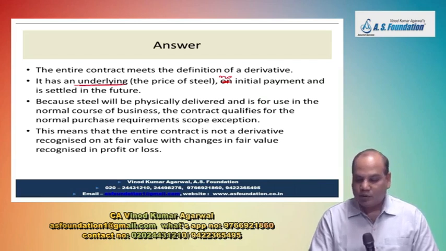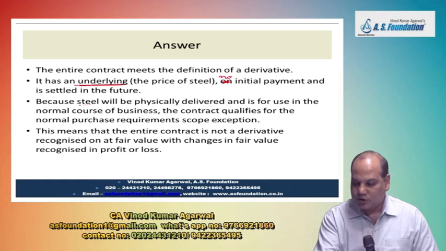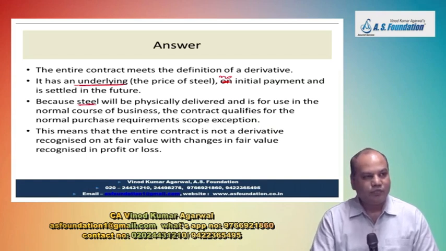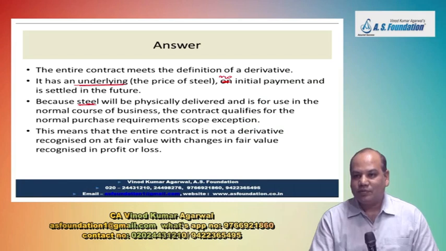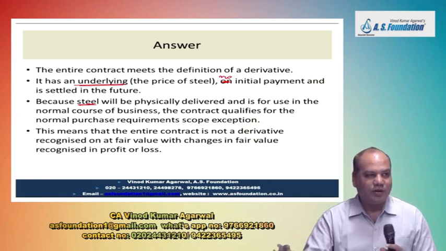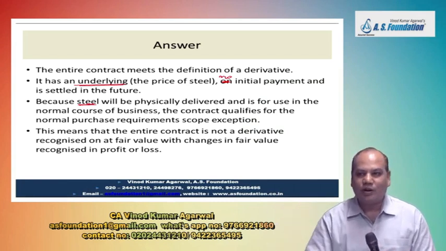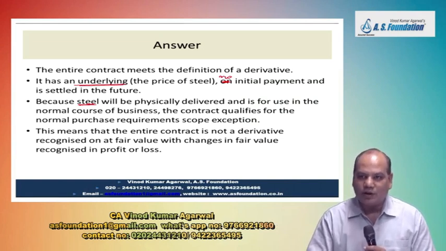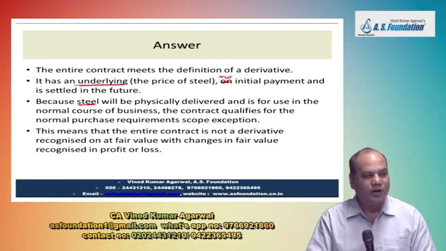Third paragraph. Now you have steel as underlying. Steel does not form part of this standard, but the contract whose value is changing will form part of this standard, and therefore that part will be accounted under this standard, IFRS 9. So right, because steel will be physically delivered, it's not a net settled contract.